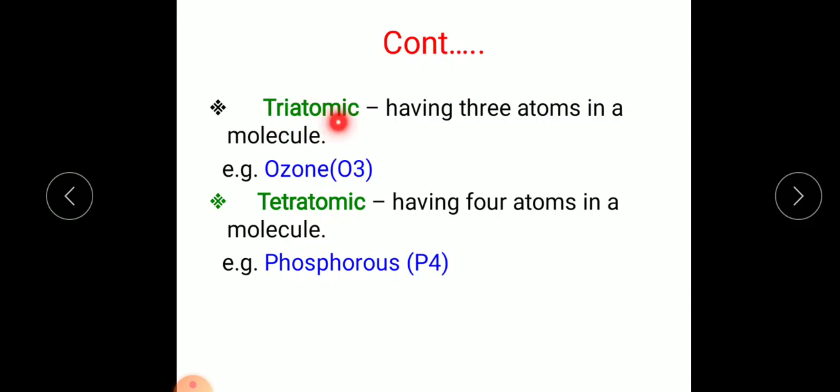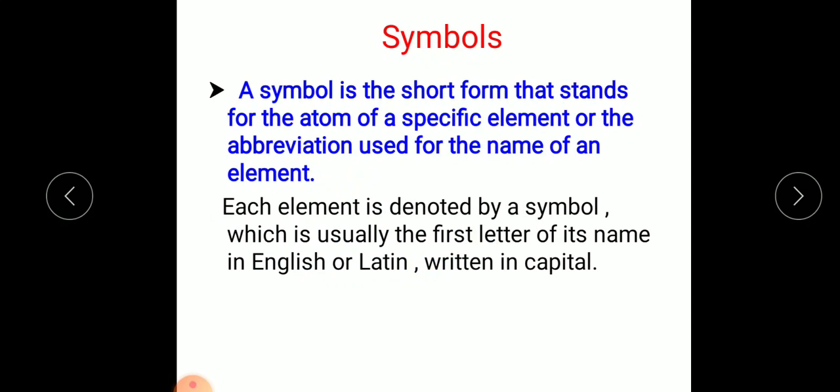Next we have triatomic molecules. Tri means three, so we have three atoms. Example: ozone, O3. Next we have tetraatomic. Tetra means four, so molecules having four atoms in a molecule we call tetraatomic. Example: phosphorus, P4. So this is the classification of atomicity along with examples.